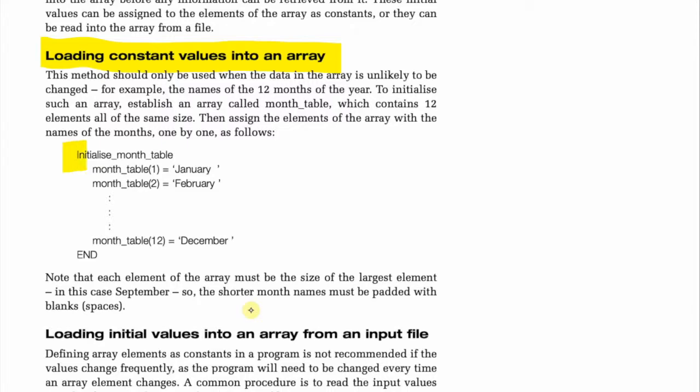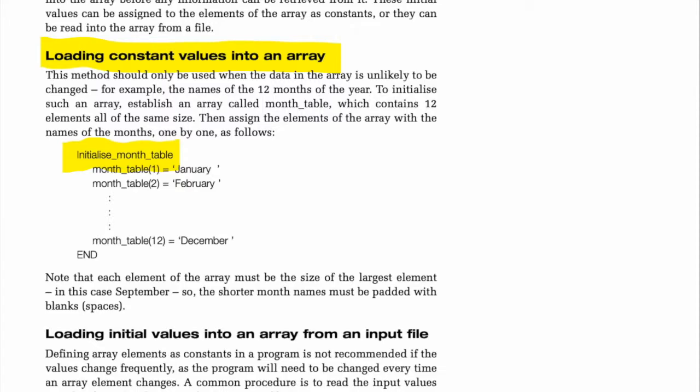So here we've got initialize month table. And something you and I both know about the months in a year is the calendar doesn't change, right? It is always January, February, March. It is always 12 months. We know there are always 7 days in a week. We know there are always 24 hours in a day.